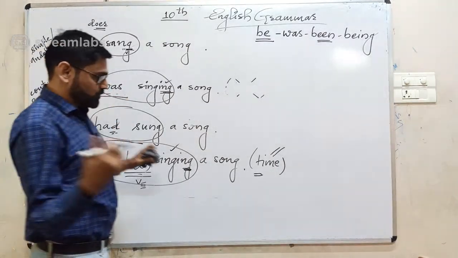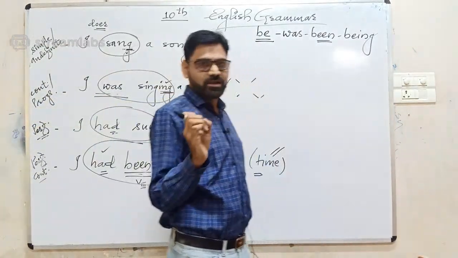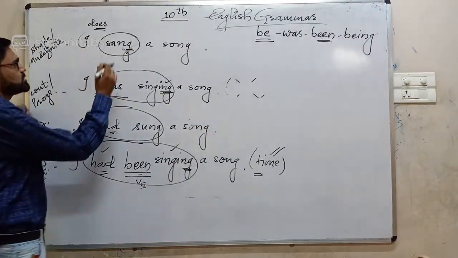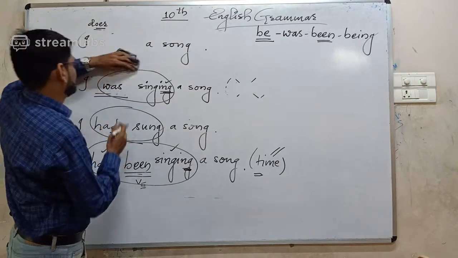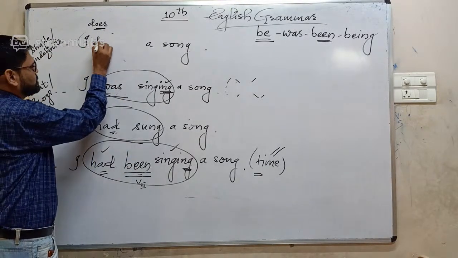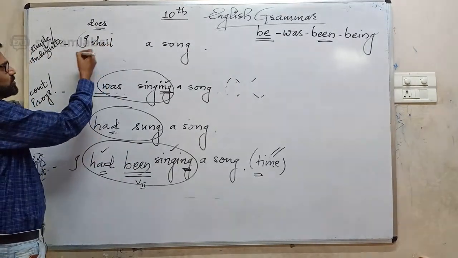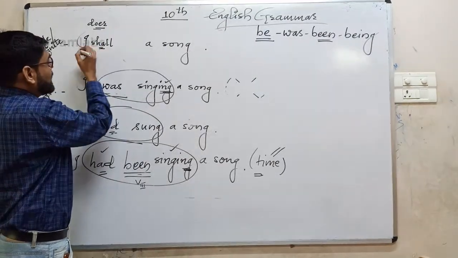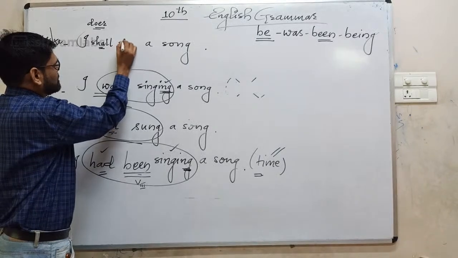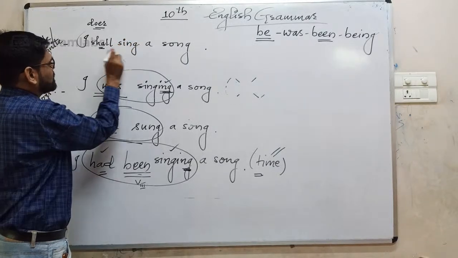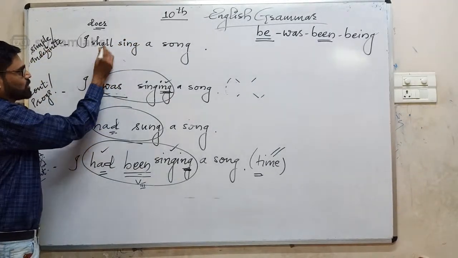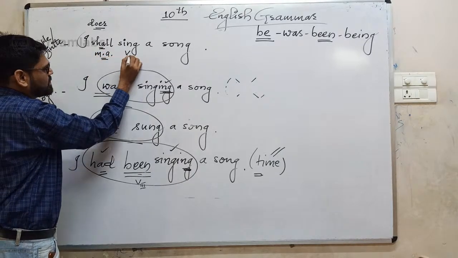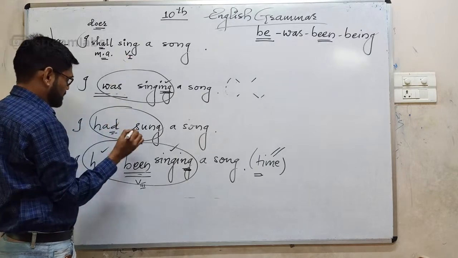But when we come to future tense, remember, shall and will. This is what we are going to insert. Every time, the subject is I, so it will be shall. As per rule, it will be shall. Doesn't matter if someone writes he will; shall, will, same is the rule for both. I shall sing a song. Because shall and will are modal auxiliaries, and after a modal auxiliary, it's always V1.